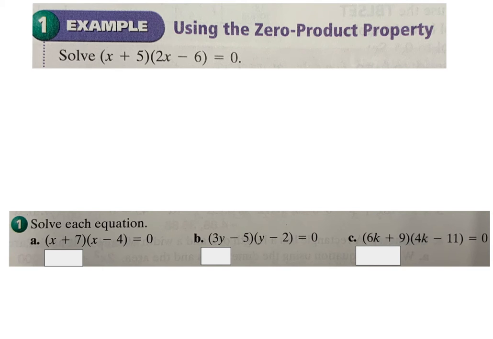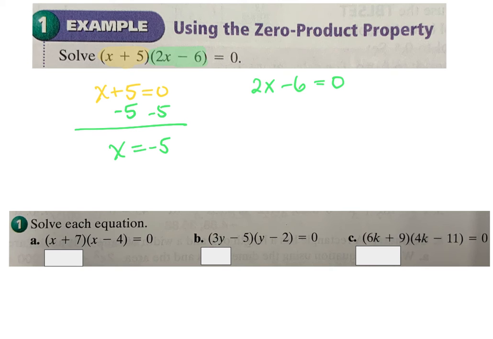All right, so for this first example, they've set it up for us. x plus 5 times 2x minus 6 equals 0. So that means that x plus 5 has to equal 0 or 2x minus 6 has to equal 0. And so I'm going to have two answers. And so that's exactly what I'm going to do. I'm going to take each of these. I'm going to take the x plus 5 and set that equal to 0. And the 2x minus 6 and set that equal to 0. And then I'm just going to solve those. So to solve it, I would subtract 5 from both sides. And so x could equal -5.